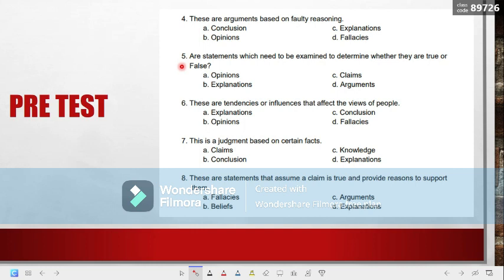Let's proceed to number 5. Are statements which need to be examined to determine whether they are true or false. Is it A, opinions, B, explanations, C, claims, D, arguments?